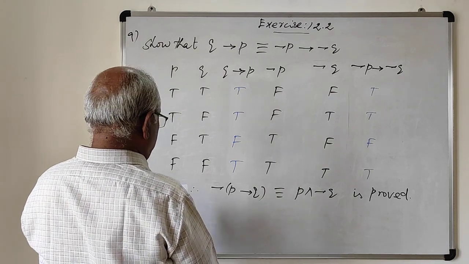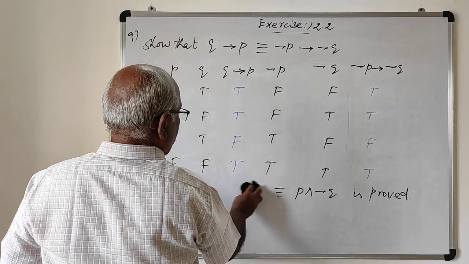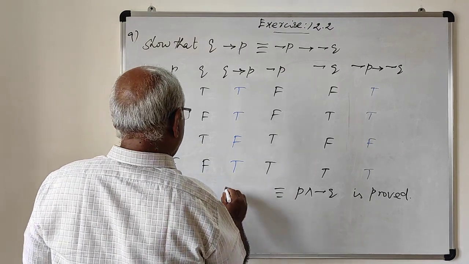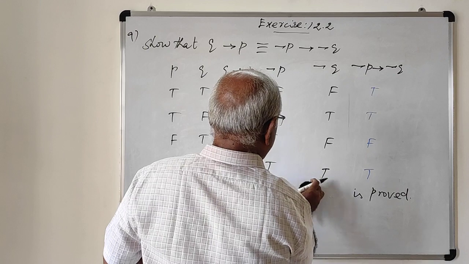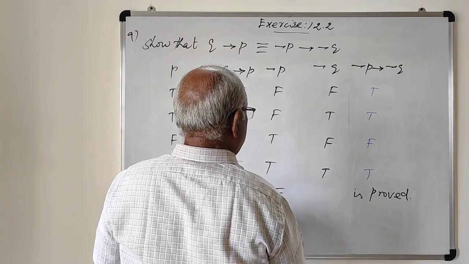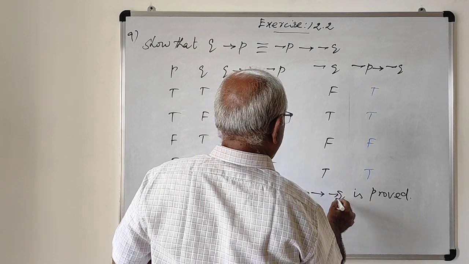Therefore, Q implies P is equivalent to negation P implies negation Q is proved. Negation P implies negation Q is also proved.